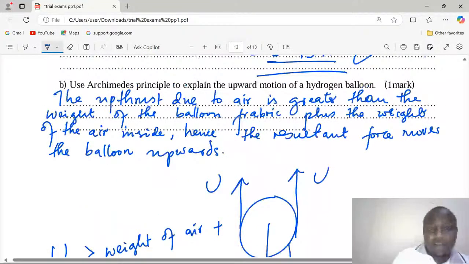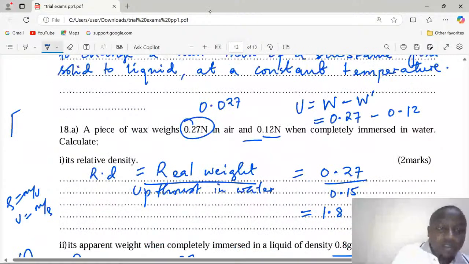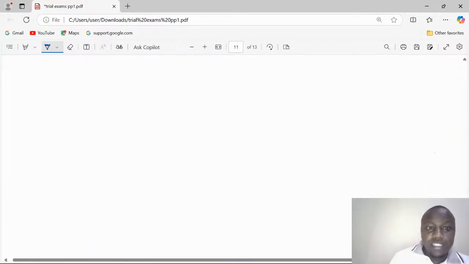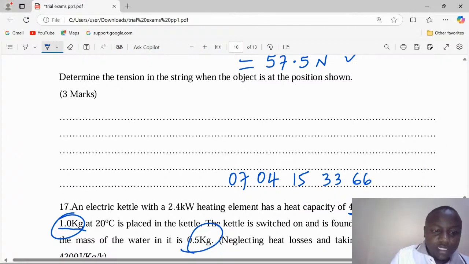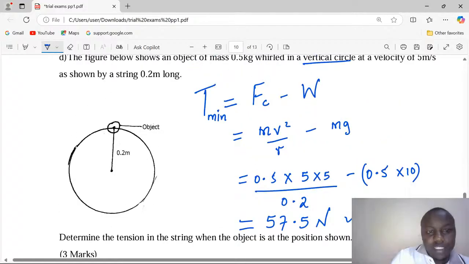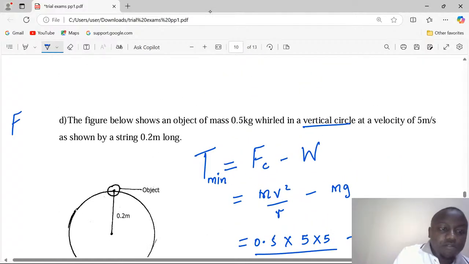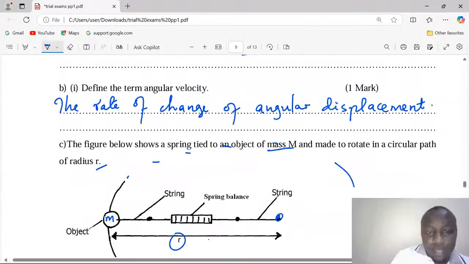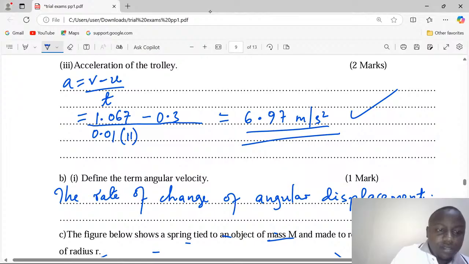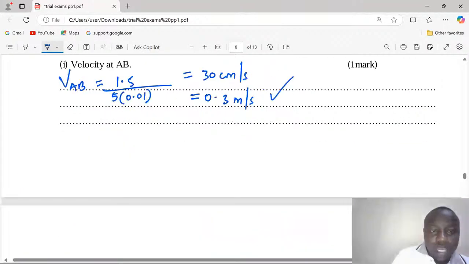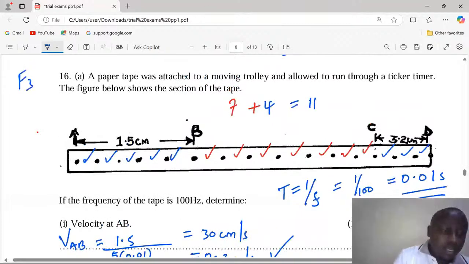So in Form 4, we talk about floating and sinking together with uniform circular motion as the only topics which appear in physics paper 1. This one is Form 3, quantity of heat. Now this is uniform circular motion, which is Form 4. But up here, it's linear motion, Form 3.